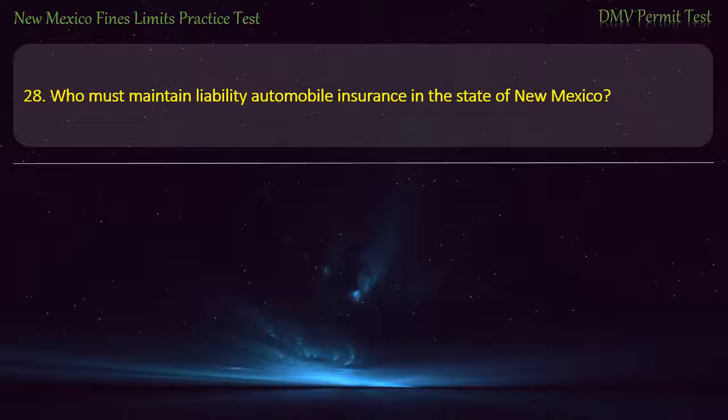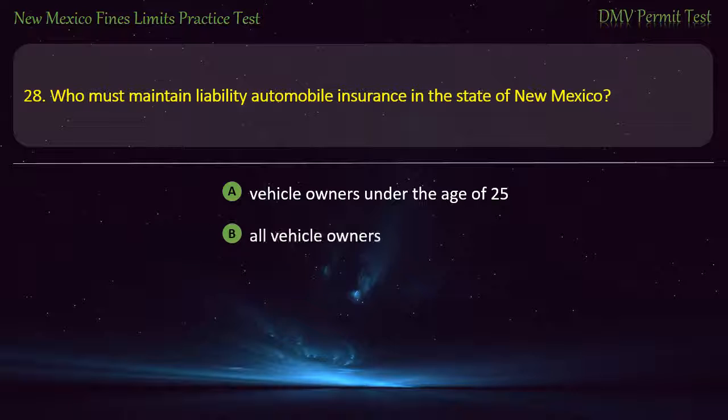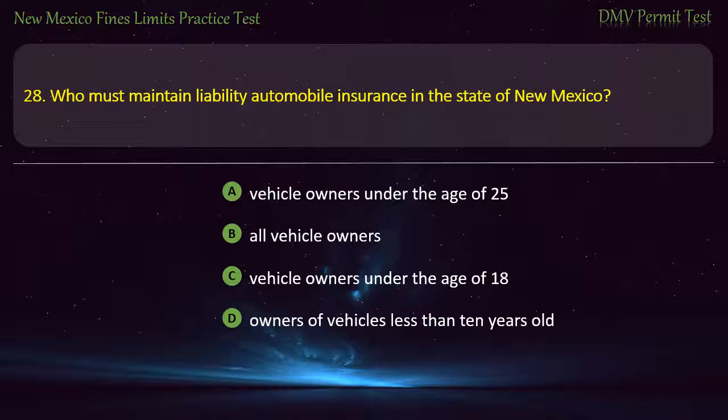Question 28. Who must maintain liability automobile insurance in the state of New Mexico? Vehicle owners under the age of 25. All vehicle owners. Vehicle owners under the age of 18. Owners of vehicles less than 10 years old. Answer. All vehicle owners.